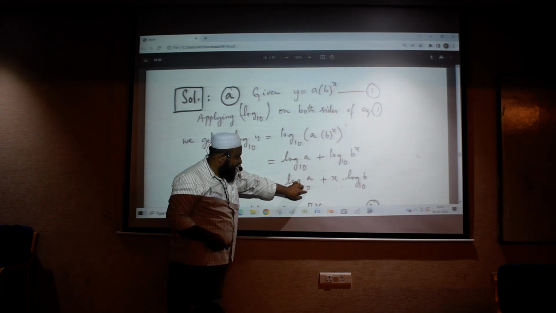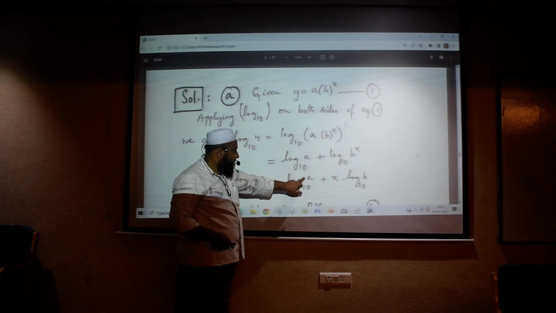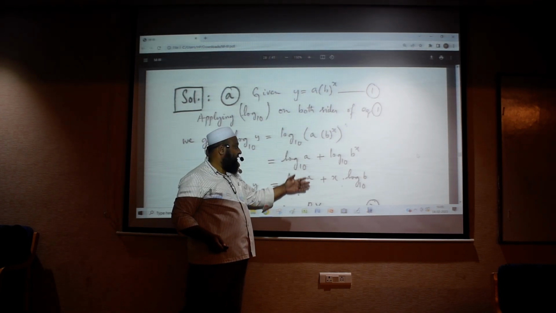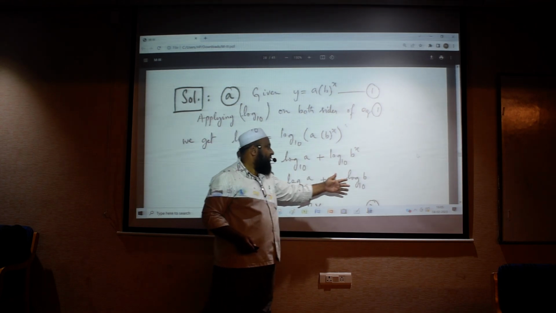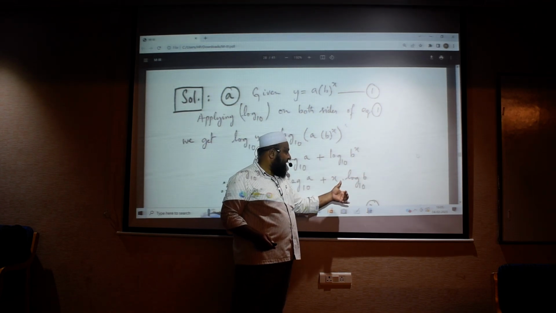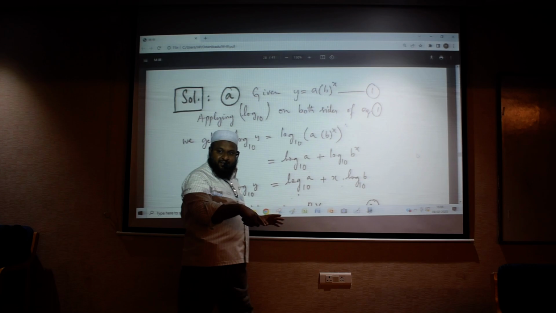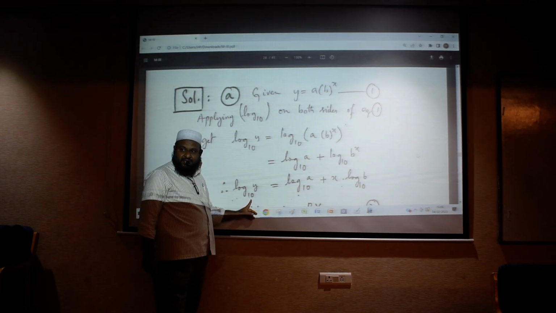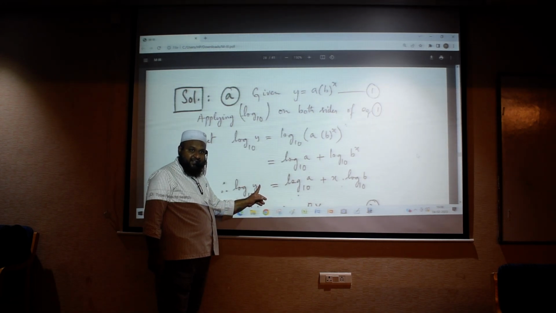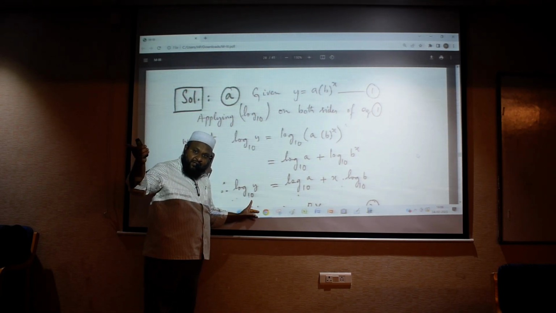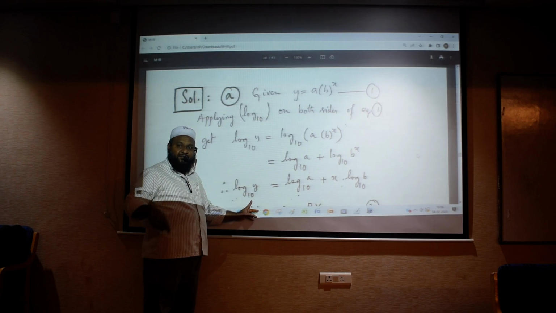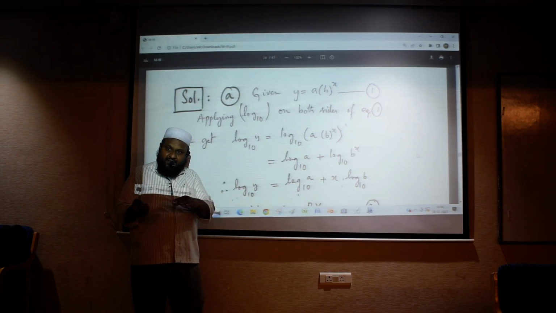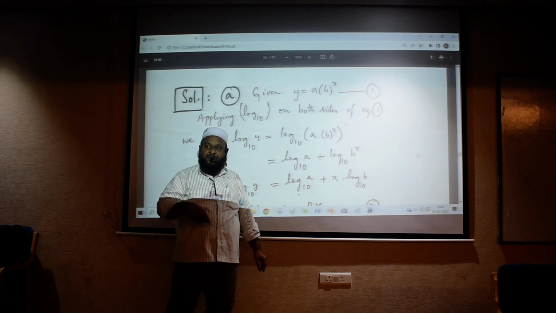Now, is a a constant or not? That a is some constant, log of that constant is some other constant. So I will call this capital A, and this capital B, and this x I will make capital X. And this logarithm of y under base 10 will be another value. For every small y, calculating the log under base 10, it becomes another value. That value I will call capital Y.